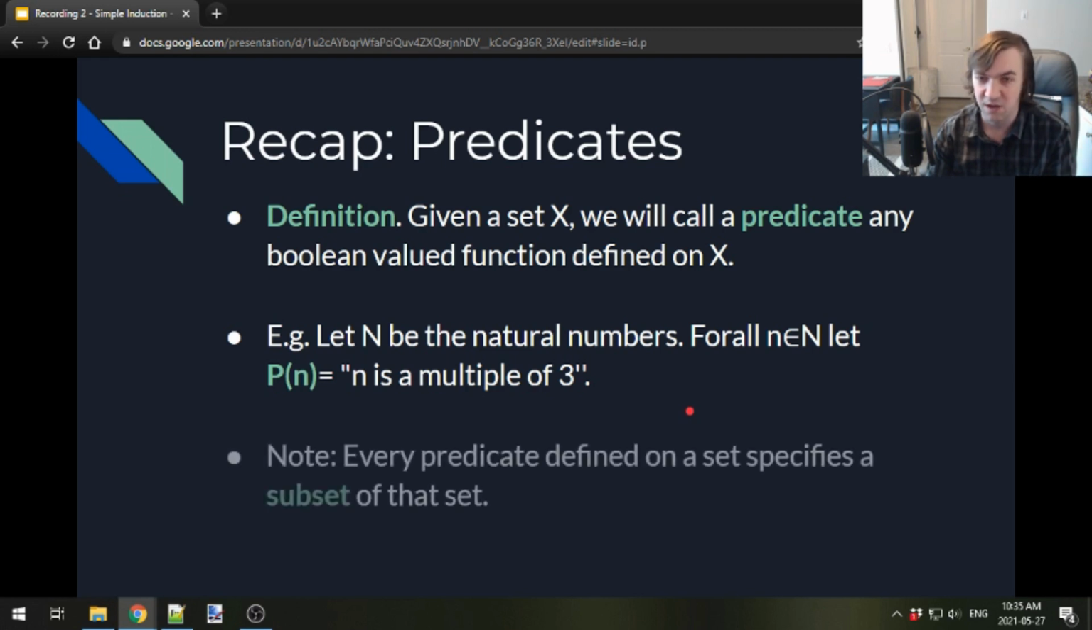The set of elements where our predicate holds true is a subset of the original set. So for instance, if P(n) is "n is a multiple of 3," the elements where this holds true are a subset of the natural numbers. There are definitely more natural numbers that are not multiples of 3. That is not too hard to prove. But every element where n is a multiple of 3 is in our natural numbers.